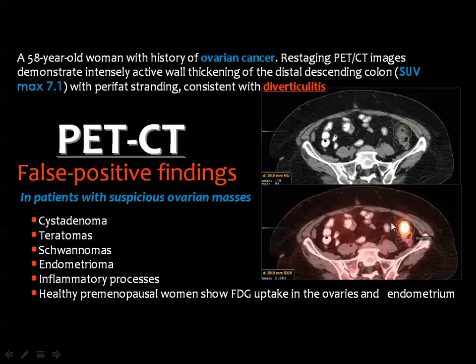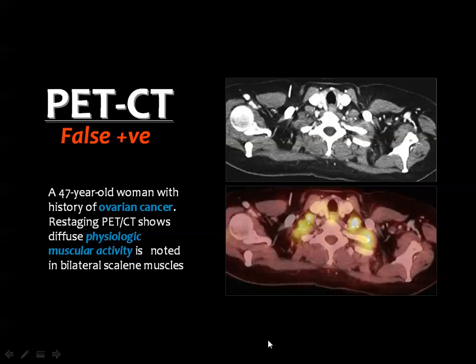False positive results for PET CT can be seen in ovarian cystadenoma, some cases of teratoma, schwannoma, endometrioma, inflammatory processes, and also in healthy premenopausal women, who may show uptake in the ovaries and the endometrium, as I have mentioned. And this is a case of diverticulitis in the colon, and it showed significant increased uptake reaching about 7.1 SUV. And this is uptake in the scalene muscles after muscular activity, and this muscular activity should be avoided before the scan.